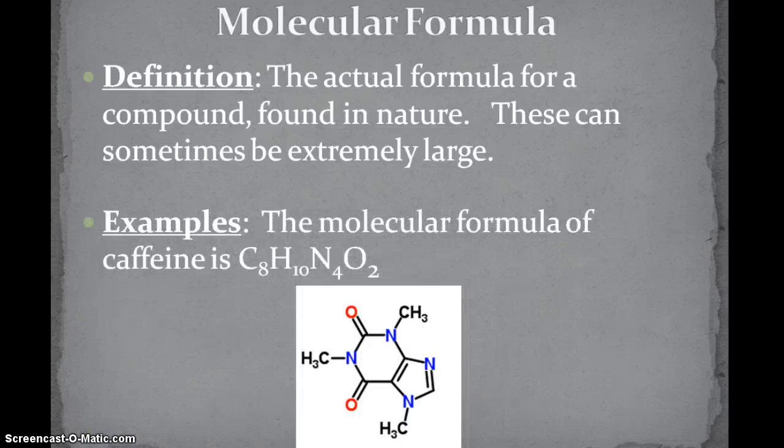Molecular formula. The molecular formula is the actual formula for a compound found in nature. These can sometimes be extremely large. For example, the molecular formula of caffeine is C8H10N4O2, and it looks like this big compound right here. So even though in math class we would reduce this down possibly, the molecular formula is the entire compound with no reduction whatsoever. So we would leave all of those elements and atoms in there.